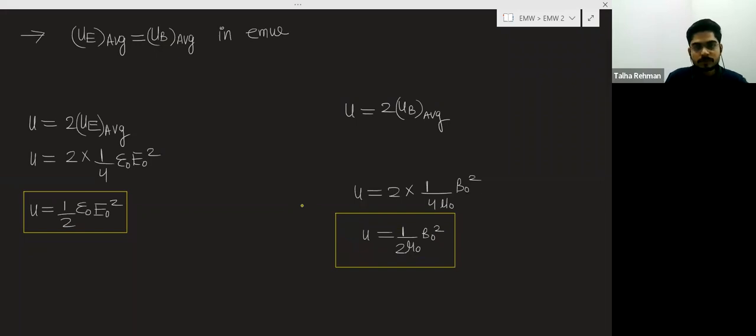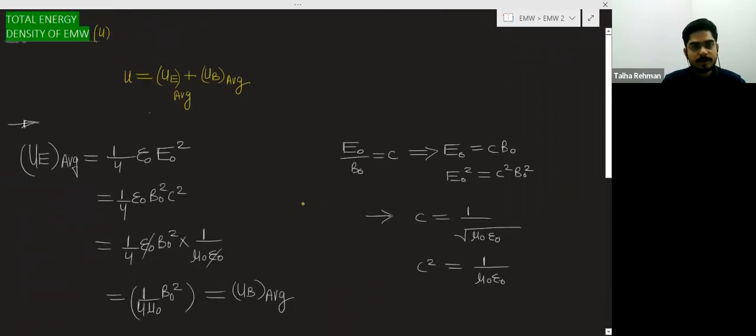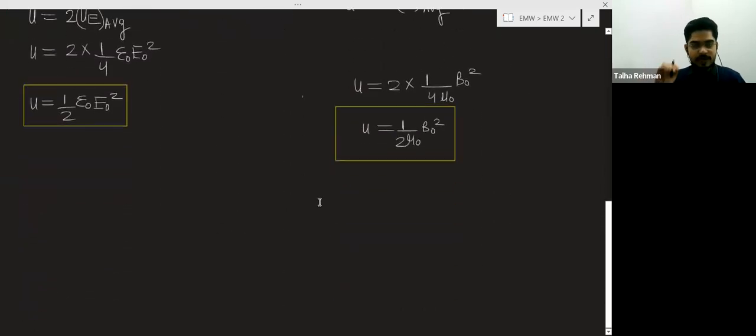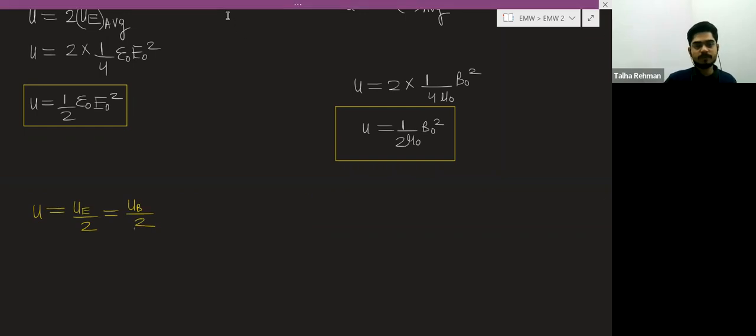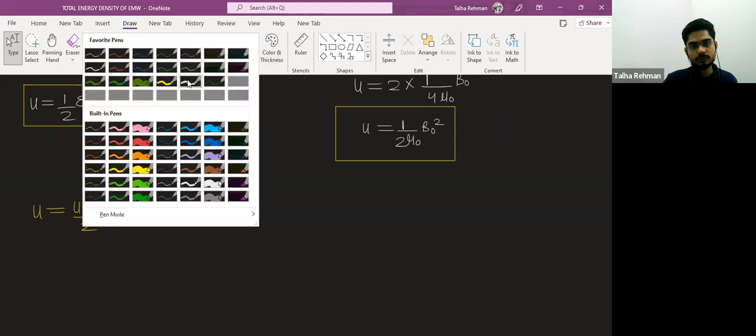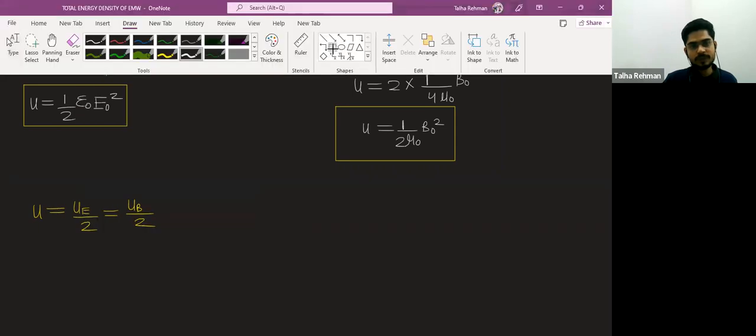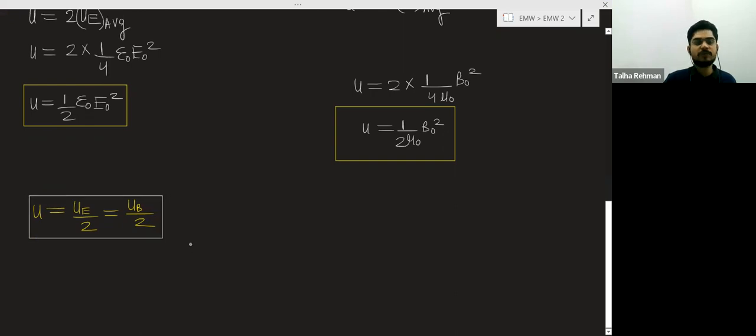Okay. So what is U? U is the total energy density of electromagnetic wave. Finally, you can write that total energy density of the electromagnetic wave is 2 times UE, or you can write 2 times UB. Okay. Basically, UE and UB here are representing the average values.